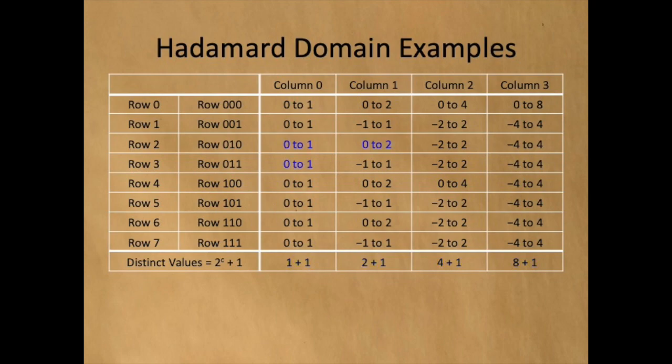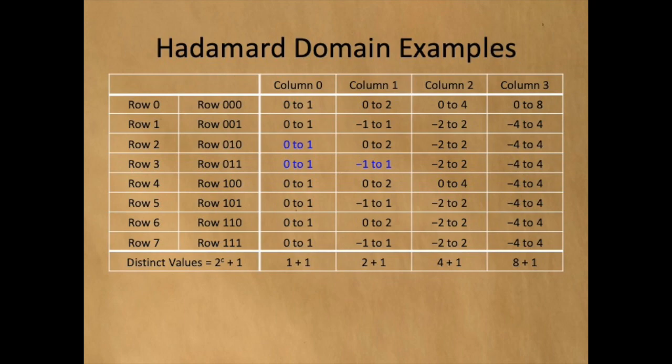Here we show how to compute the domain of nodes in column 1. Column 1 row 2 will be the sum of column 0 row 2 and column 0 row 3. The minimum sum will be 0 plus 0 equals 0, and the maximum sum will be 1 plus 1 equals 2. In column 1 row 3, we subtract the parent values.